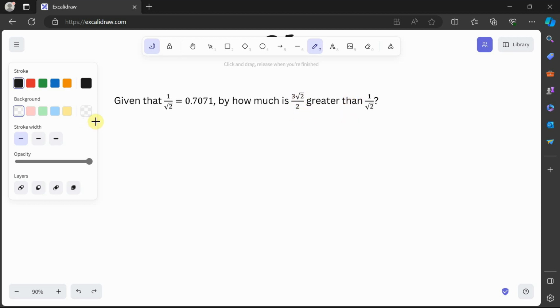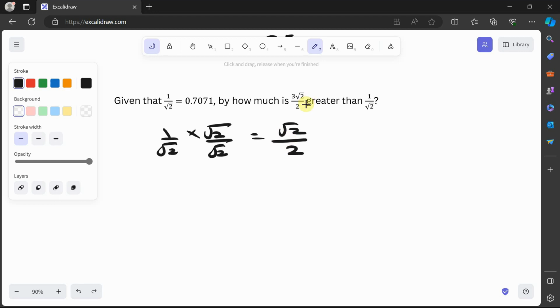If we were trying to resolve this, if you had 1 over root 2 and I multiplied it by root 2 all over root 2, remember how we said we're going to do this? So this is like saying 1 times root 2 is root 2, all over root 2 times root 2 is 2. So this is like saying root 2 over 2. So 1 over root 2 is the same as saying root 2 over 2.